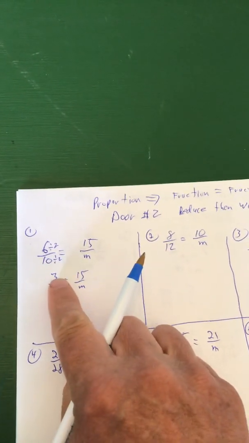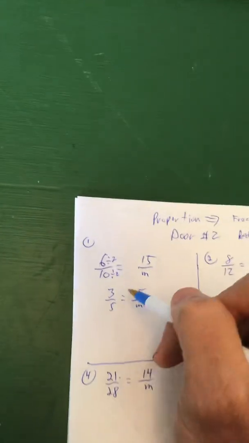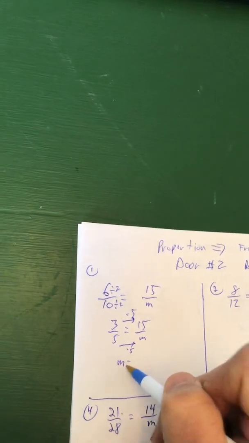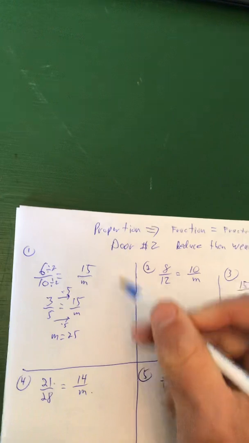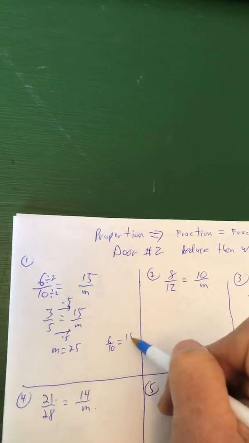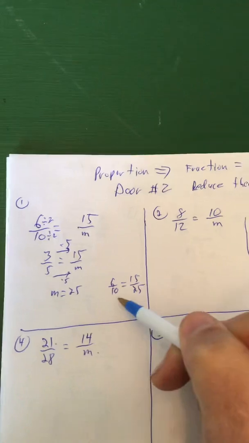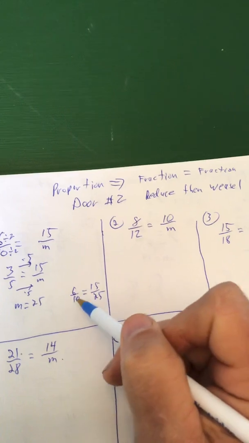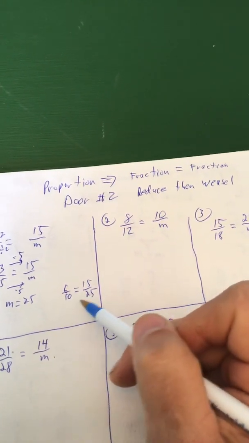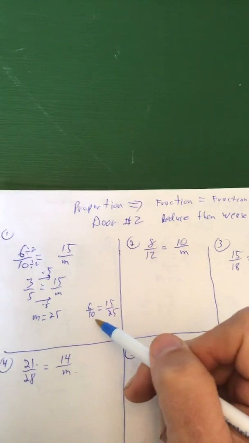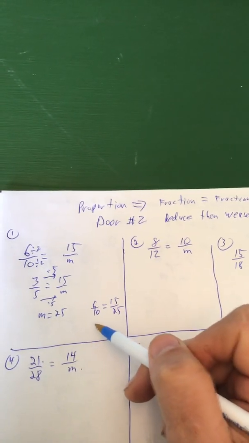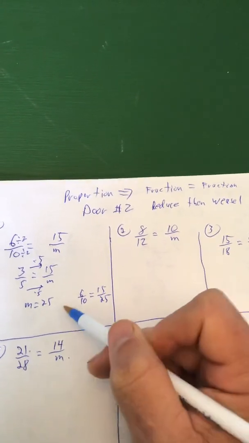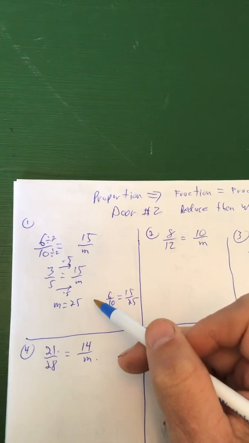Now can I do door number 1? Can I go from 3 to 15? Yeah, that's just times 5, so this is times 5. So m equals 25, and so I can write 6 over 10 equals 15 over 25. This reduces to 3/5, and this reduces to 3/5. If you cross multiply, you get 150. If you cross, you get 150. 150 equals 150. If you use a calculator, 6 divided by 10 is 0.6, and 15 divided by 25 is going to be 0.6. Anyways, I'm right, and I know I'm right.